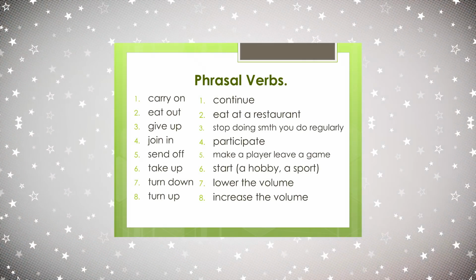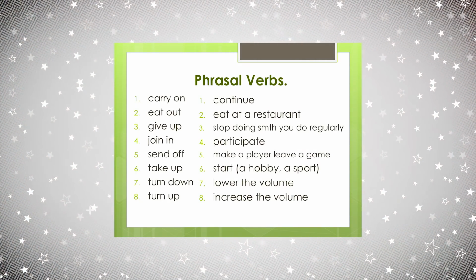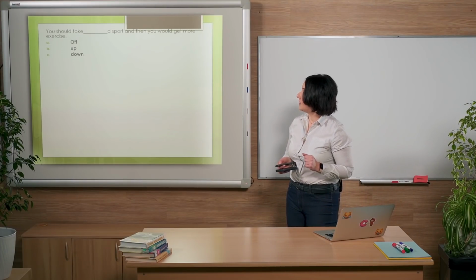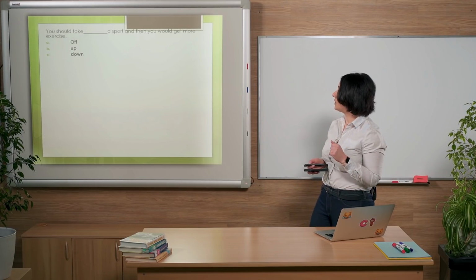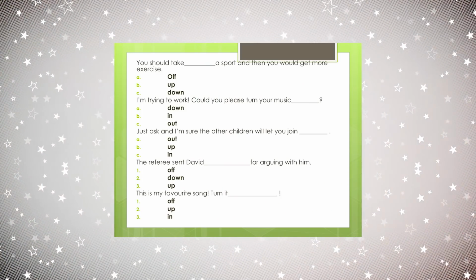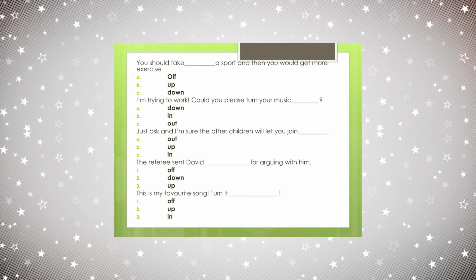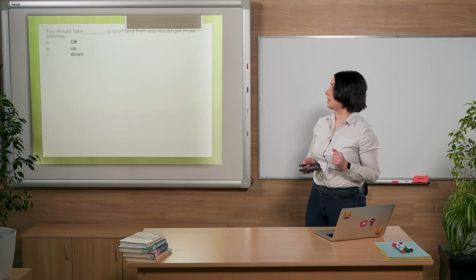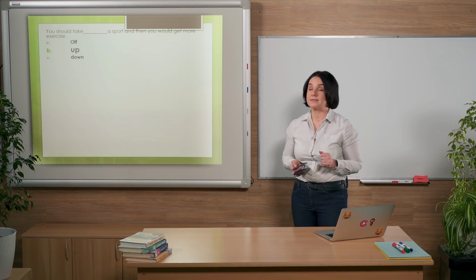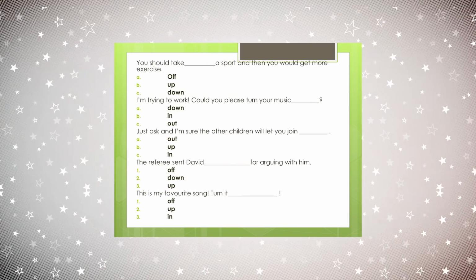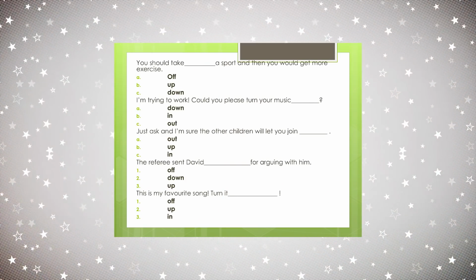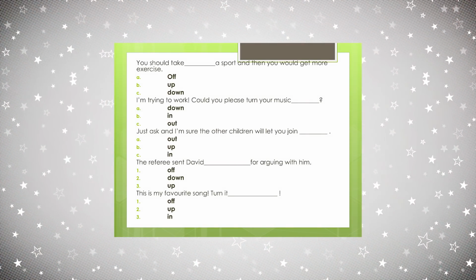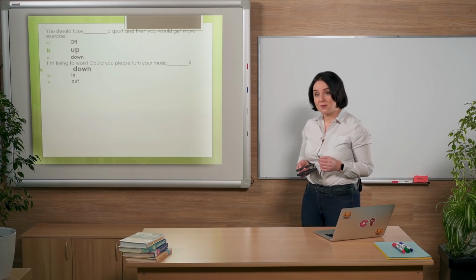Okay, you're ready to do some exercises on phrasal verbs. So the first one, you should take a sport, then you would get more exercise. So, and you've got off, up, and down. Which one would you choose? Take up. That's right. The second one, I'm trying to work. Could you please turn your music? It's too loud. Right, to turn your music down.